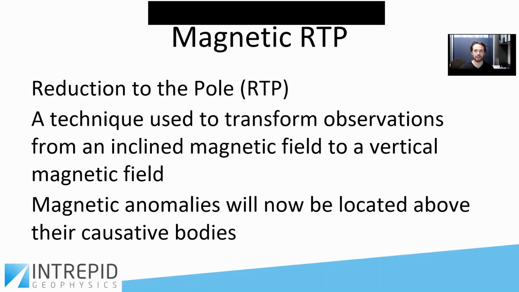So it's an aid for interpreting the data set, because you know that the signals that you're viewing have originated from directly beneath the anomalies on the observed data grid, assuming of course they're not a remnant body or something like that. But generally speaking, we're using the RTP just so that we know exactly where the causative bodies are underneath our observed grid of the magnetic field.